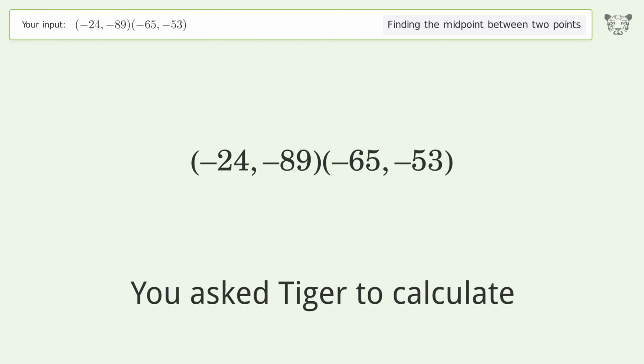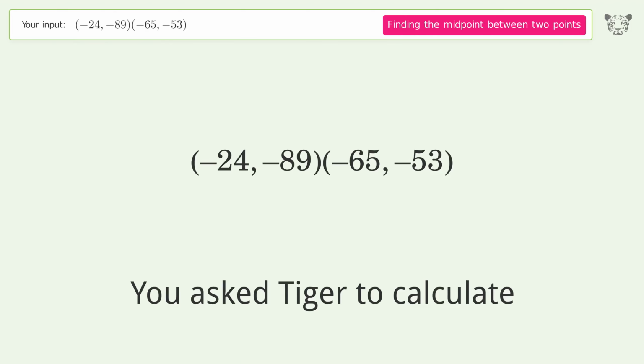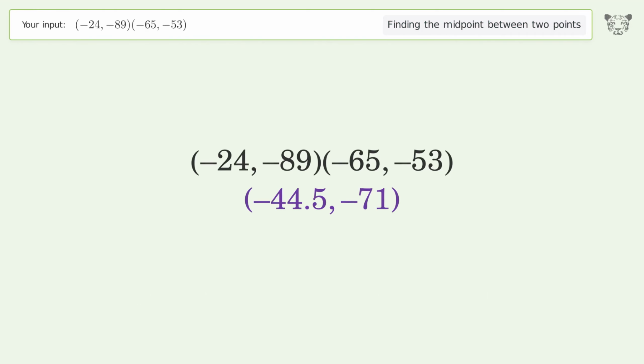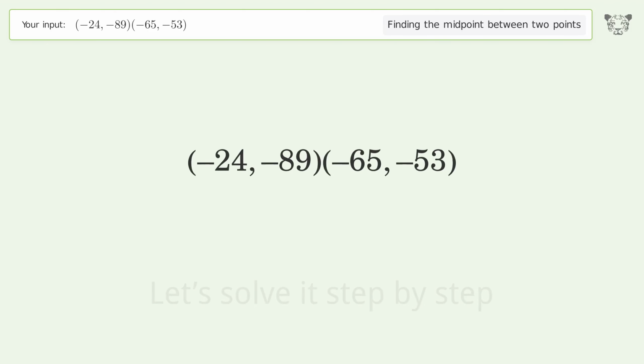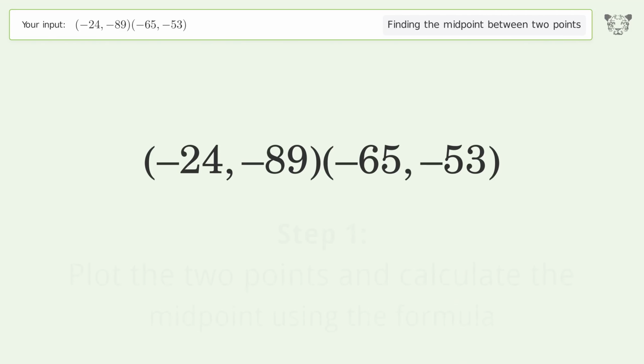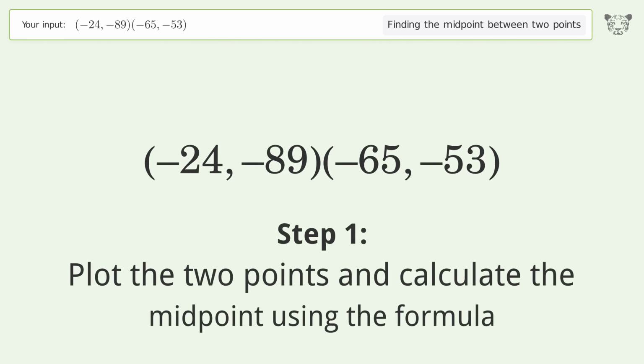You ask Tiger to calculate. This deals with finding the midpoint between 2 points. The midpoint between the 2 points is -44.5, -71. Let's solve it step by step. Plot the 2 points and calculate the midpoint using the formula.